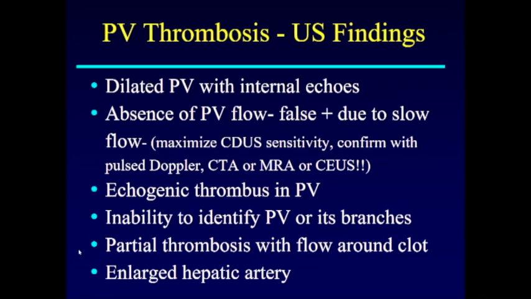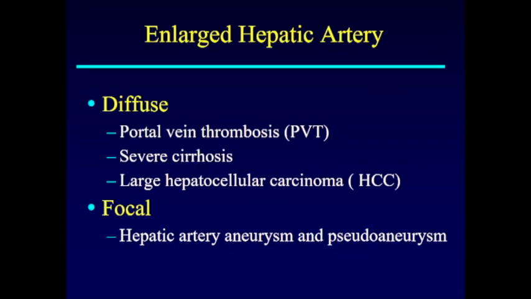And a secondary sign of portal vein thrombosis is enlargement of the hepatic artery, because the hepatic artery now has to supply more blood to the liver to compensate for the missing 75% that the portal vein used to supply. So when you see enlargement of the hepatic artery in a diffuse fashion, think immediately about, could this patient have portal vein thrombosis? But you can also see it in patients with very severe cirrhosis because, again, the portal venous inflow is impeded and decreased. And, of course, large hepatocellular carcinomas, because they're fed by the hepatic artery, will lead to enlargement. If you see focal enlargement of the hepatic artery, think about hepatic artery aneurysms or pseudoaneurysms.